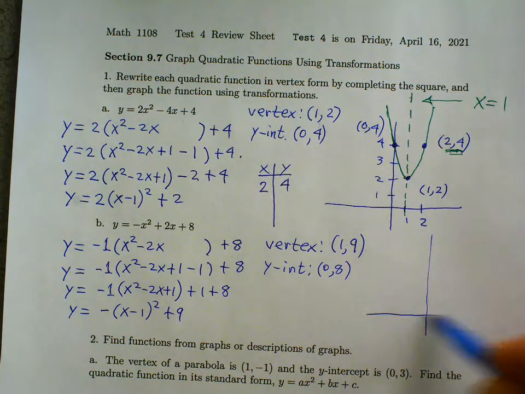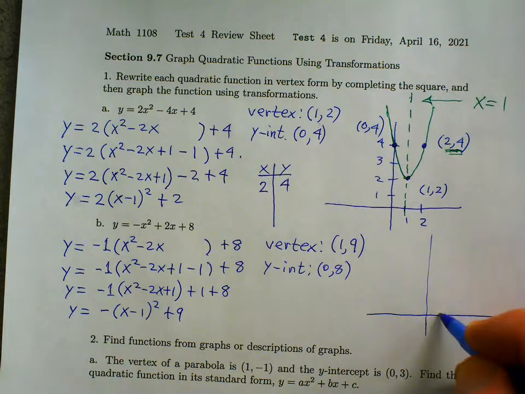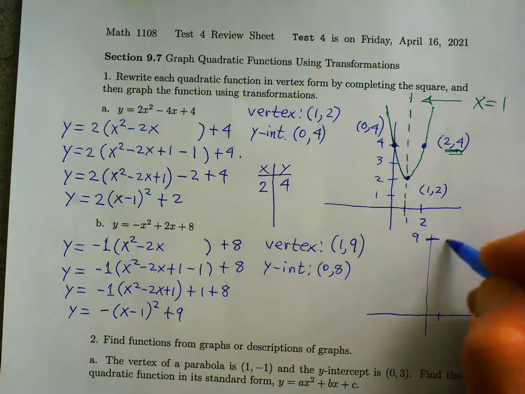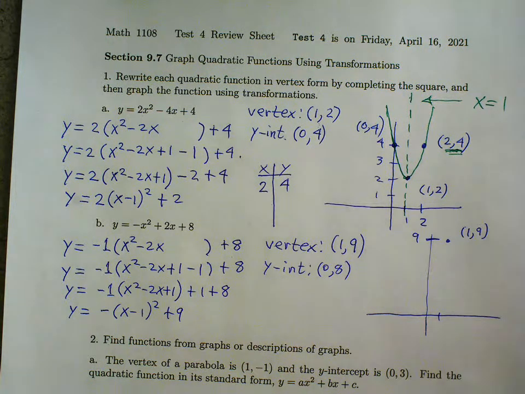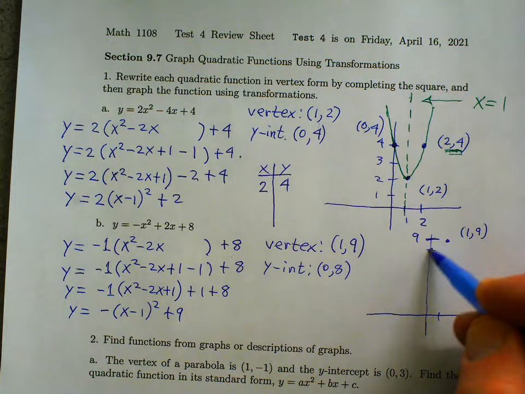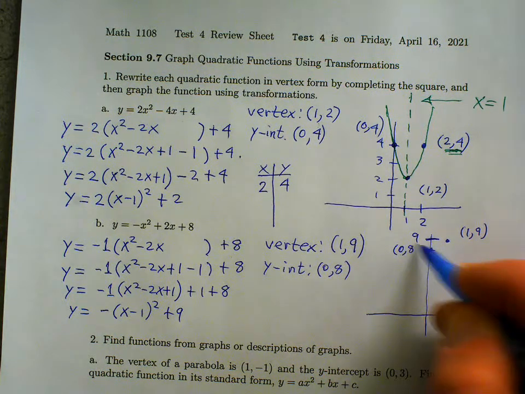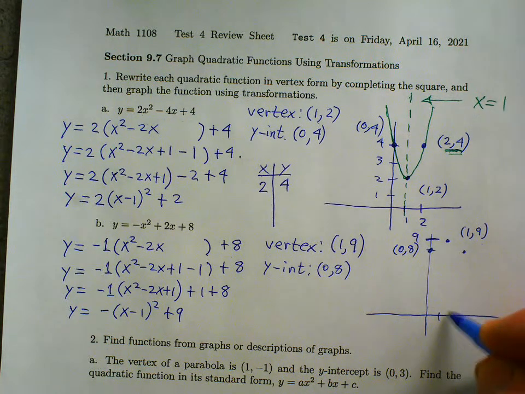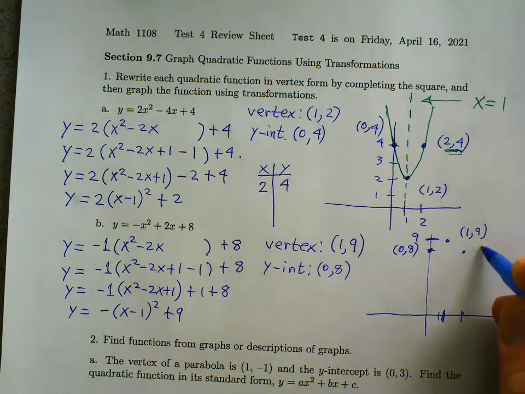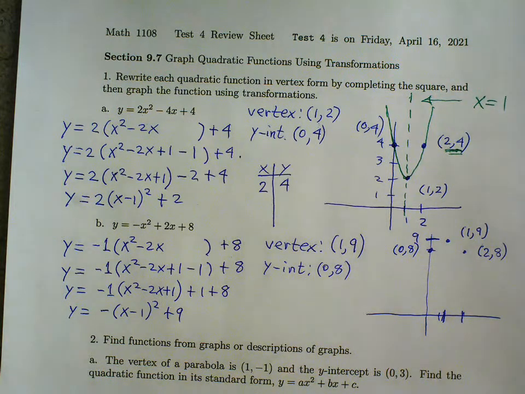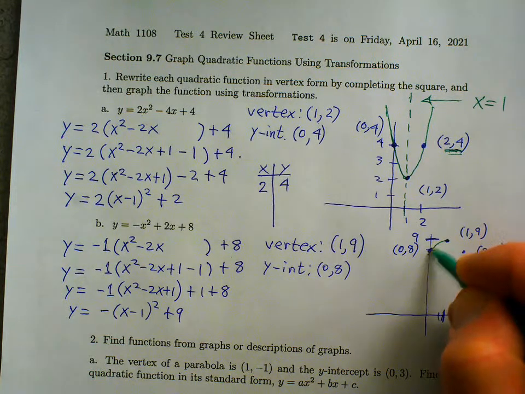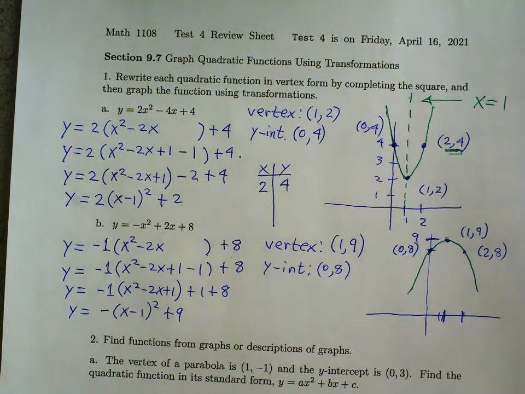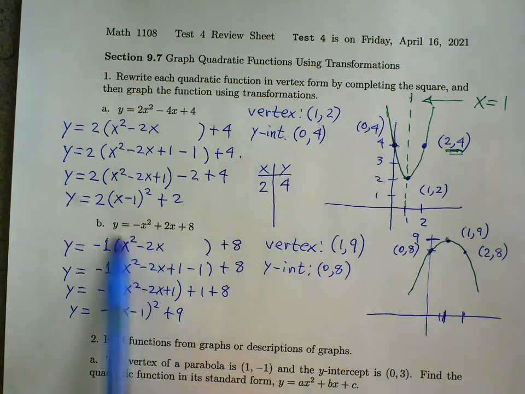So we can get a rough sketch of the parabola. This is a pretty rough sketch, 1, 9. 0, 8 is the y-intercept. By symmetry, 2, 8 is a point. There are 2 x-intercepts. So maybe we should find the x-intercepts.